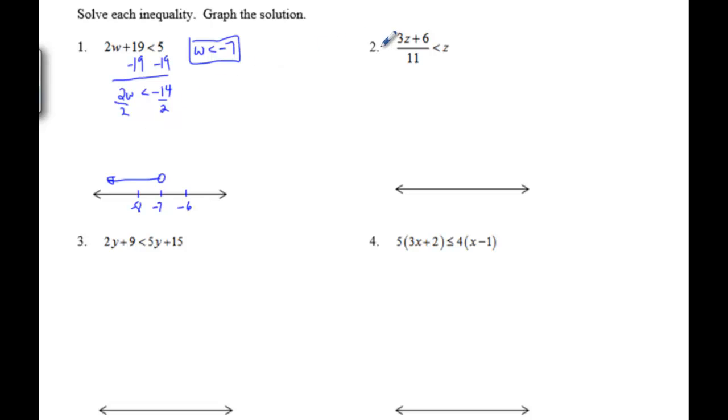Okay. Number 2, we're starting off with a fraction, and we want to get z. Now the problem with this is we have z and a z. So let's get rid of the fraction by multiplying by 11. So we're going to multiply by 11. So you end up getting 3z, those cancel, plus 6 is less than 11z.